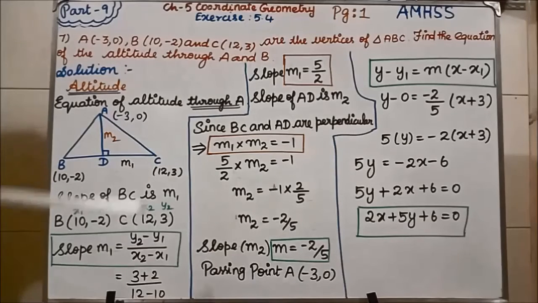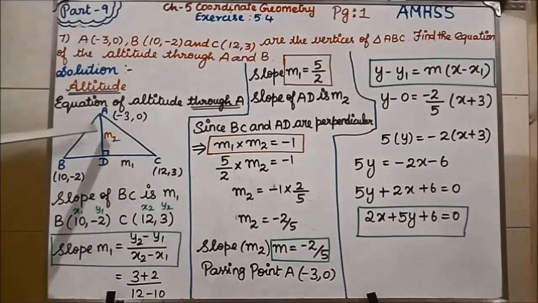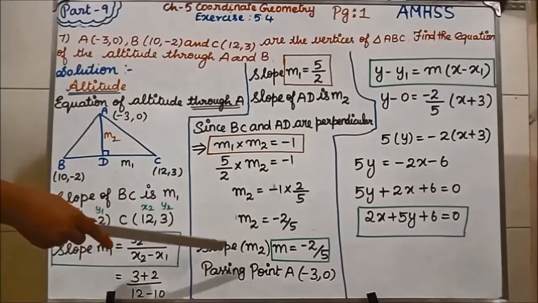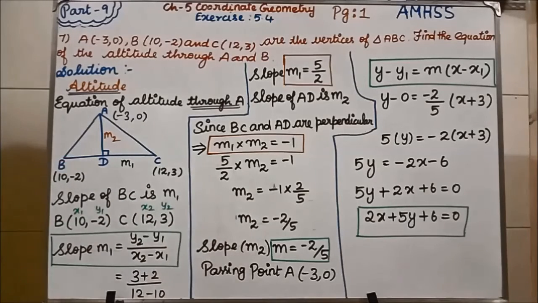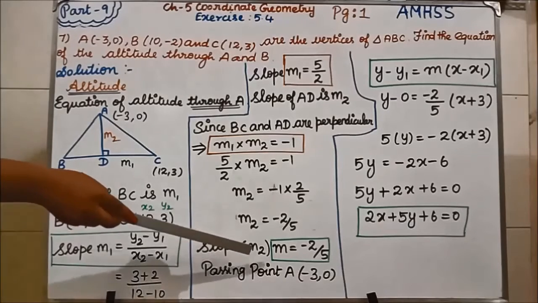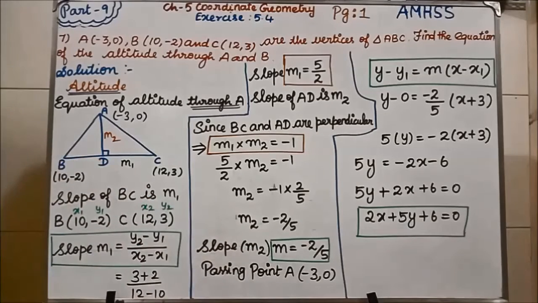Clear? Now we know what our M1 and M2 are. Finally, the M2 that you find is the M value you have to take. That only we have seen in the fifth question, isn't it? We have found the m2 value, but we are taking that m2 value as m. Here also we are doing the same. Slope m2, we have to consider as m. Finally, the m value we find is our m. Clear? So if slope m2 is m, then m is equal to the same value, minus 2 by 5.